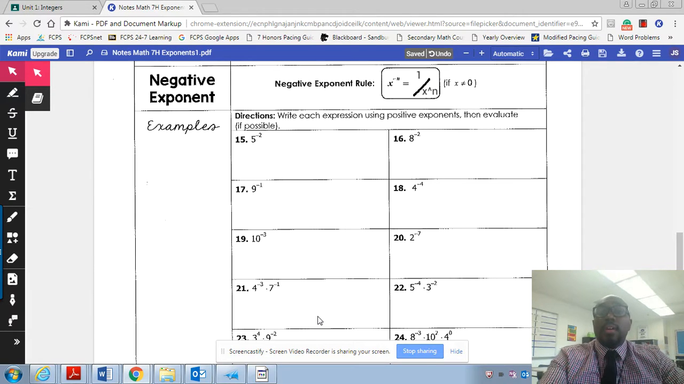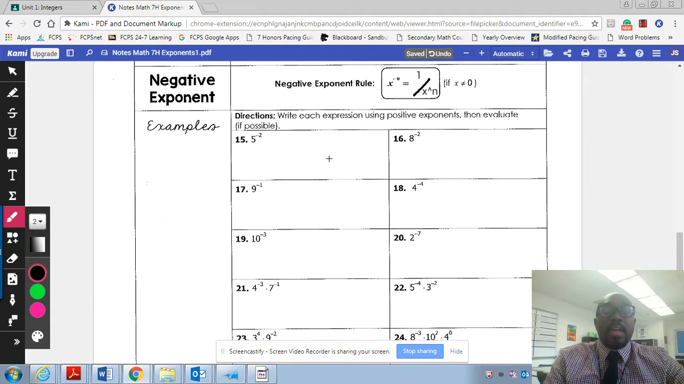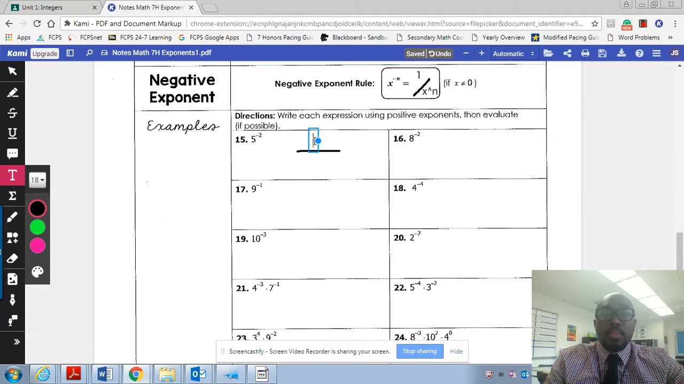So anytime we have a negative exponent, we rewrite it as its reciprocal. So we turn it into a fraction and it becomes 1 over x to the nth power. So let me show you a better example down below. So we have 5 to the negative 2 power. So we're going to rewrite it as a fraction. So here's what we have. We have 1 in the numerator and 5 to the second power in the bottom. Okay. We rewrite it as its reciprocal, 5 to the second power.